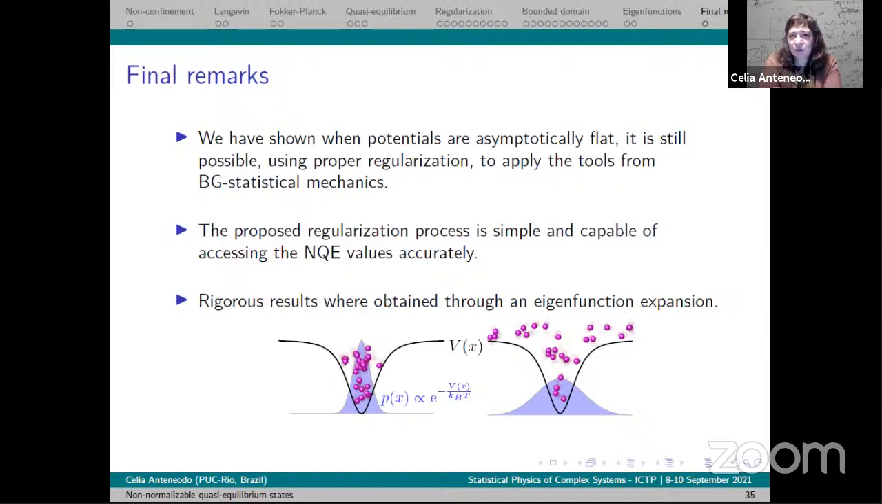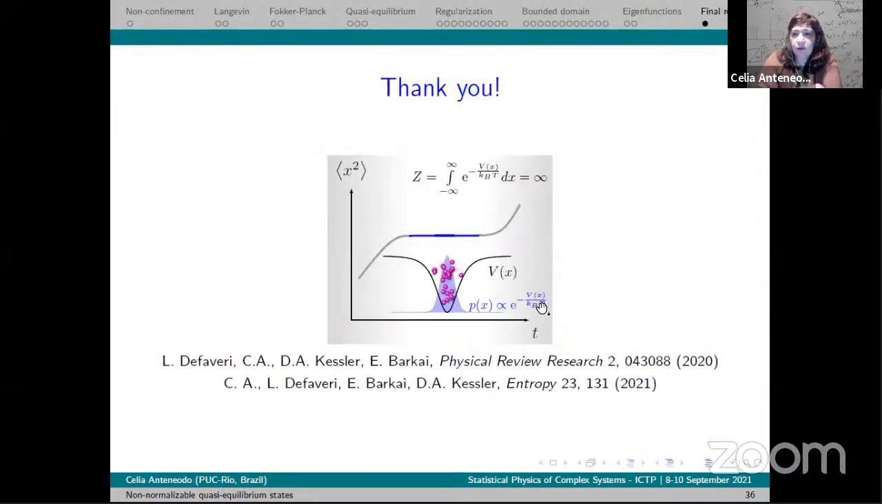I just wanted to remark that we have found this kind of quasi-stationary state that we call quasi-equilibrium, actually non-normalizable quasi-equilibrium. And we found a procedure that allows us to regularize the partition function so that we have a recipe to calculate the average in the non-normalizable quasi-equilibrium states. Well, this is essentially what I wanted to transmit to you.